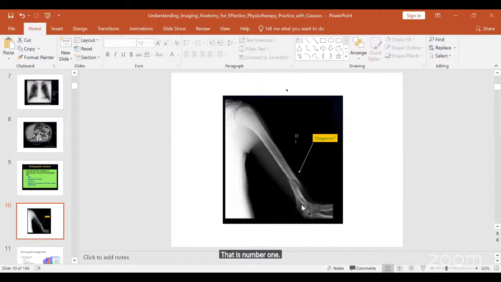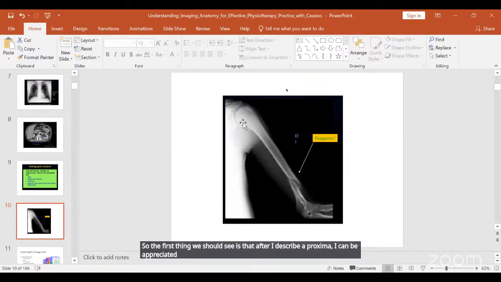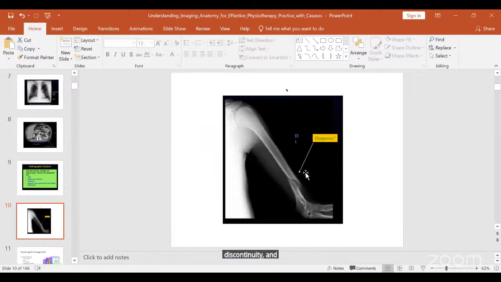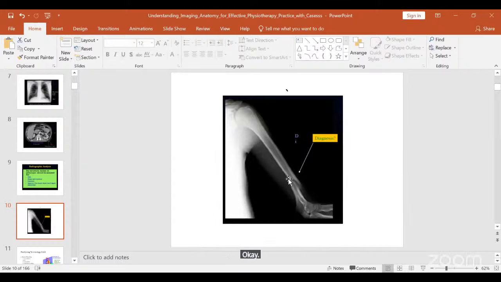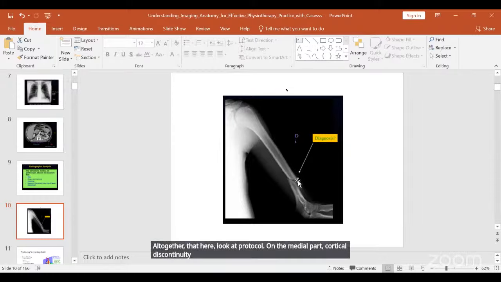Are we together? There shouldn't be any discontinuity in the mid shaft or lower shaft, but there is a variation here, and that is the abnormality. The first thing we should say, after describing the proximal part, is that there is a cortical discontinuity, and it is bilateral. Can you see both ends of the bone? Here, look at the cortical discontinuity on the medial part and on the lateral part.